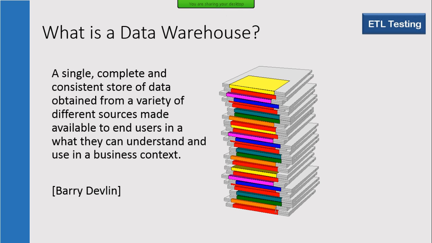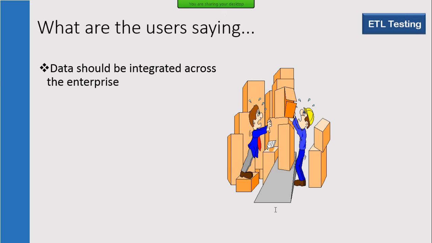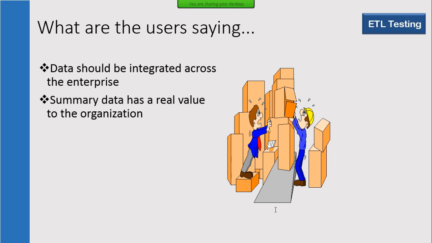So that is nothing but your data warehouse: a single, complete, and consistent store of data obtained from a variety of different sources, made available to end users in a way that can be understood and used in a business context. So what you need to do is integrate the data first, then summarize it, because summary has a value to an organization.